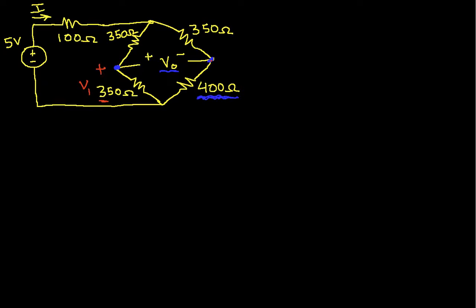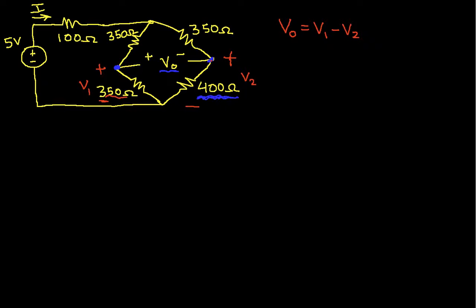So the first voltage is between this node and this node, and we'll call this V1. You'll notice that's the voltage across this 350 ohm resistor. We'll also define the voltage between this node and this node, and we'll call this V2. That's the voltage across the 400 ohm resistor. And I make the claim that V0 is V1 minus V2.